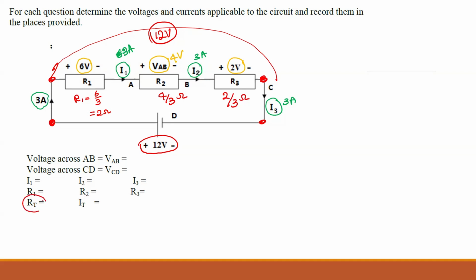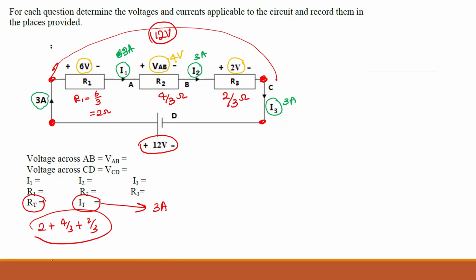Now, two things: total resistance and total current. How do we find the total resistance when the resistors are in series? You just add them together. So 4/3 plus 2/3, you add these together and you will get the resistance. So current will be what? The same current, which is 3. And they are asking for the voltage across CD.